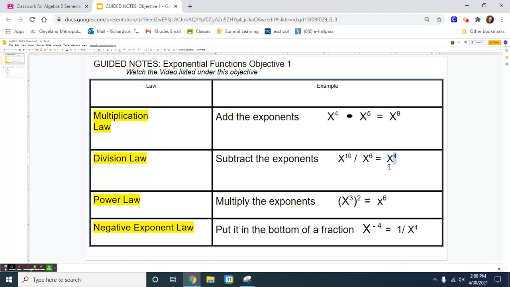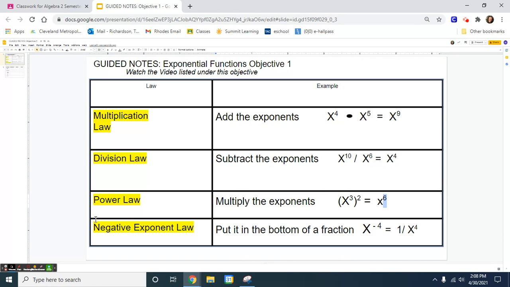The power law looks like this, where you have one exponent on top of another exponent. So the x to the 3rd, and then it's being raised again to the 2nd. That's 2 exponents on top of each other. This is where you're going to multiply your exponents. So 2 times 3 is 6.